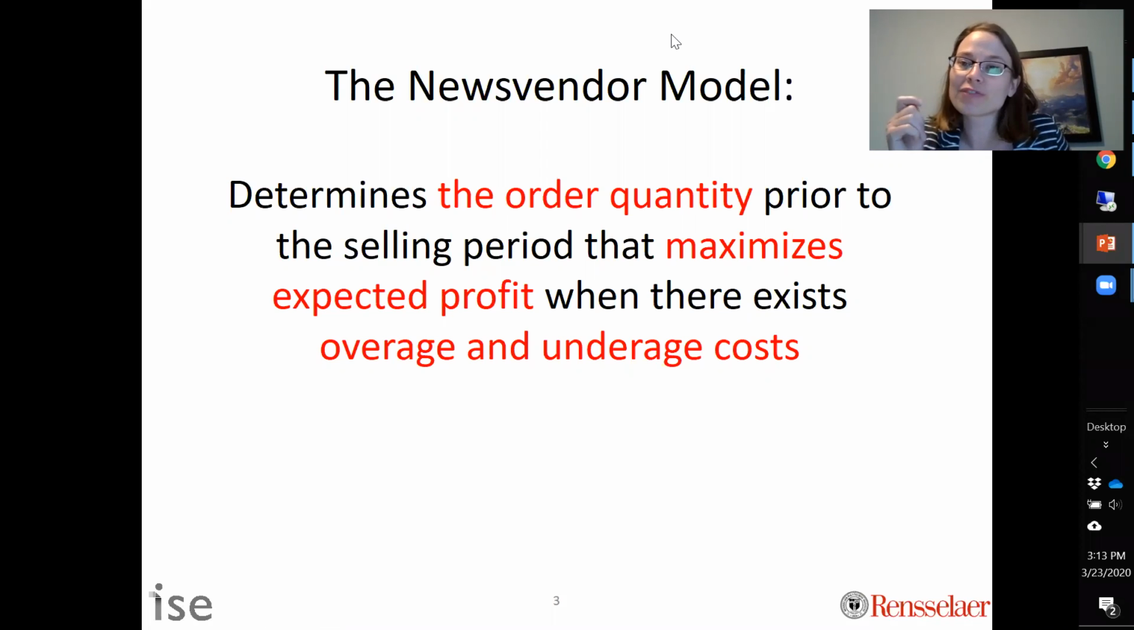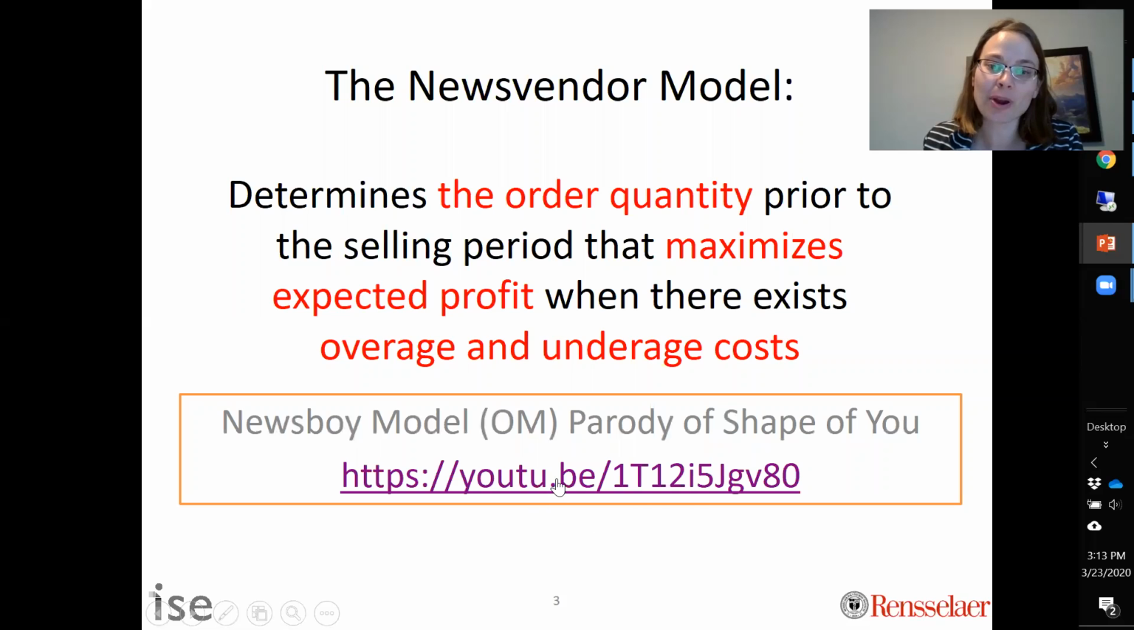And this is more difficult because there are overage and underage costs. And we'll get to all of these red highlighted words in much more detail. But I think one of the best ways to think about this problem is to think about this video.